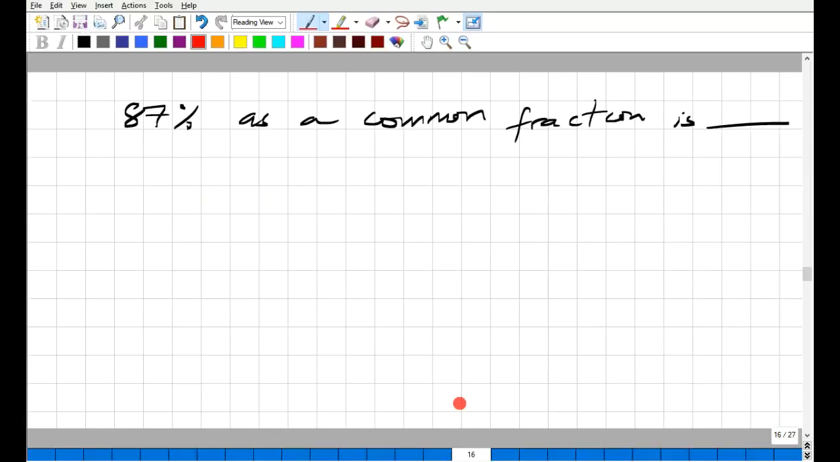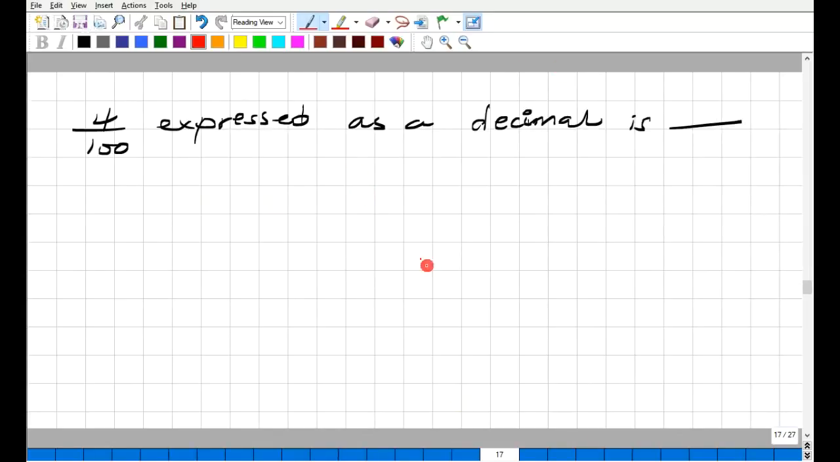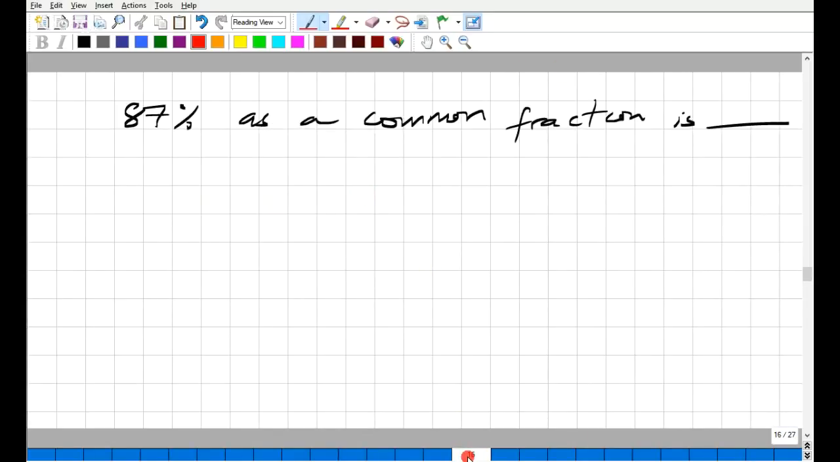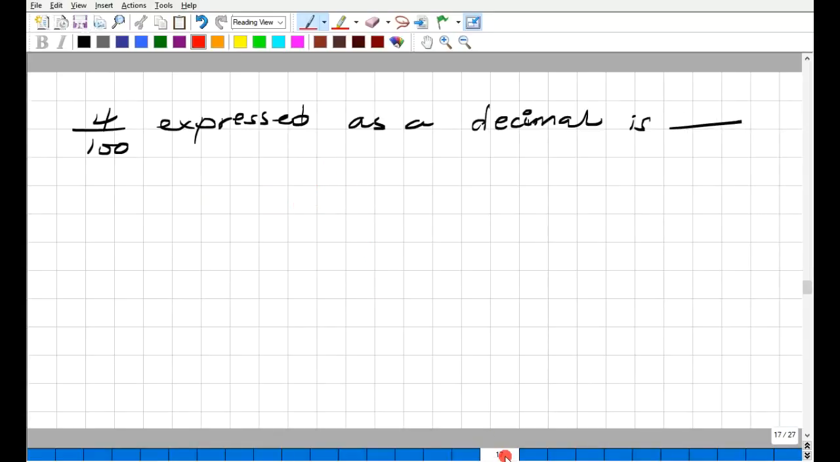87% as a common fraction would be? 87 over 100, sir. Excellent. So this would simply be 87 over 100.